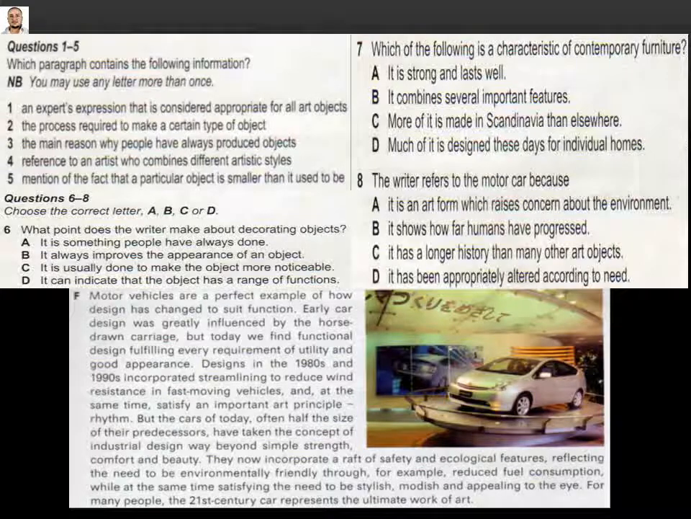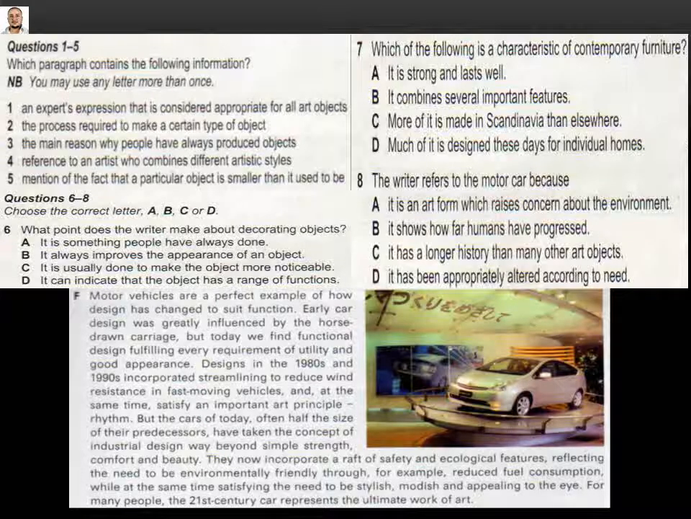So let's come to number 8. The writer refers to the motor car because A, is an art form which raises concern about the environment. B, it shows how far humans have progressed. C, it has a longer history than many other art objects. I have seen nothing about that.